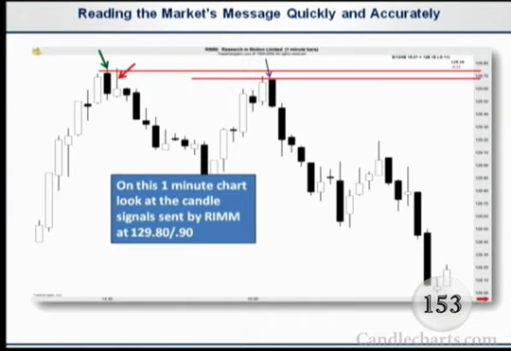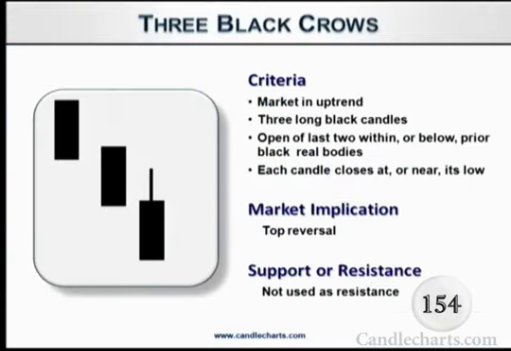You think there's resistance there? Right, of course. Okay. Now we go to three black crows, the opposite of the three soldiers. The Japanese say the cawing of a crow presages calamity. So you have three black candles after a fairly substantial rally. The opening of the last two should be within or below the prior black real bodies, and each candle should close at or near its lows.